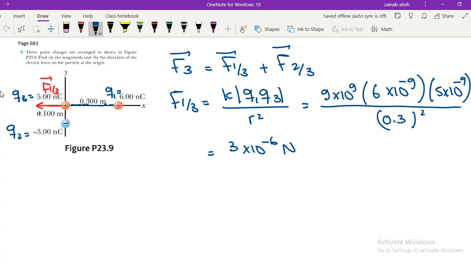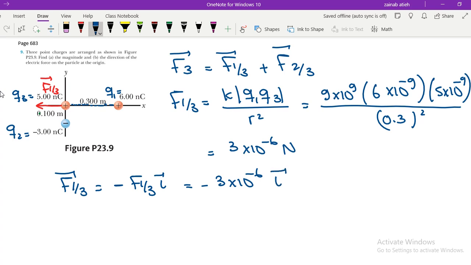Now I try to write it as a vector. I look at what I drew. It's along the x-axis, opposite to the direction of I. So it's written like this: F1 on 3 is equal to minus F1 on 3 I. No need here for an angle or projection, it's not difficult. It's along the x-axis and opposite to the direction of the x-axis. So it's minus F1 on 3 I. Simply it's minus 3 times 10 to the power minus 6 I. Now I finished F1 on 3.